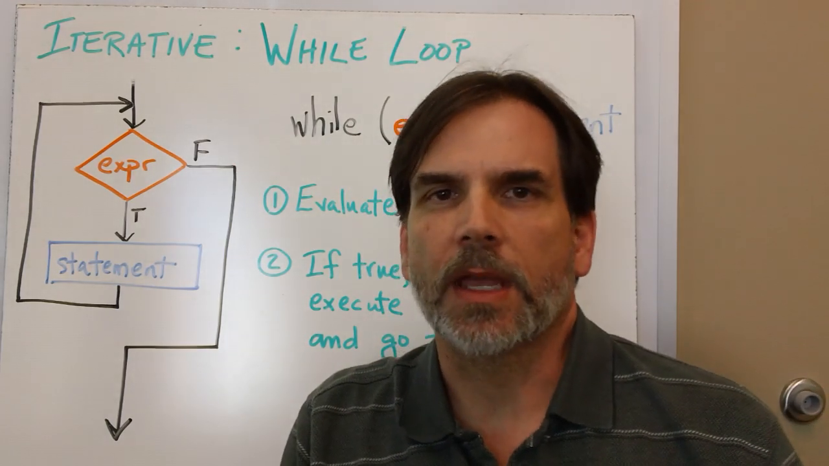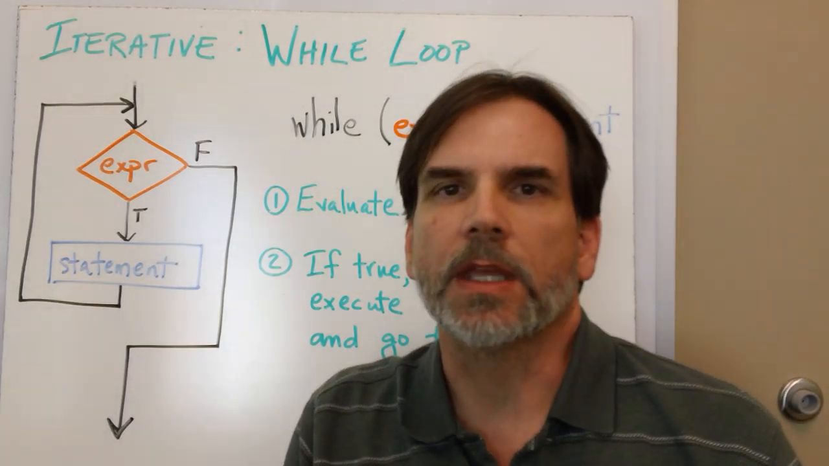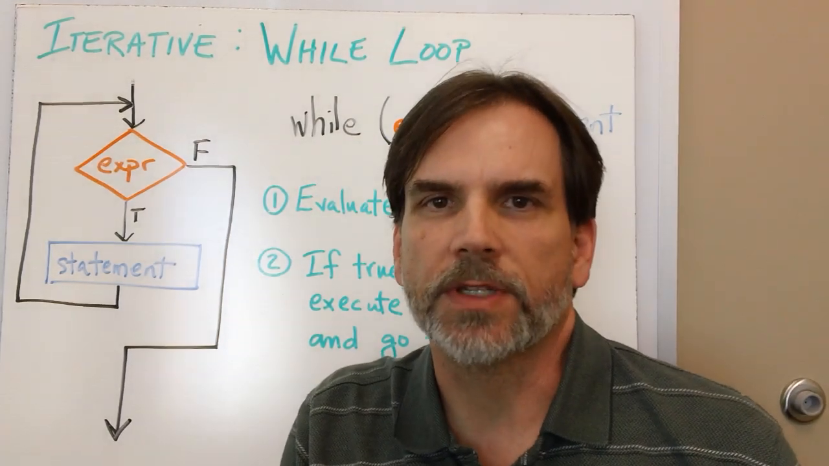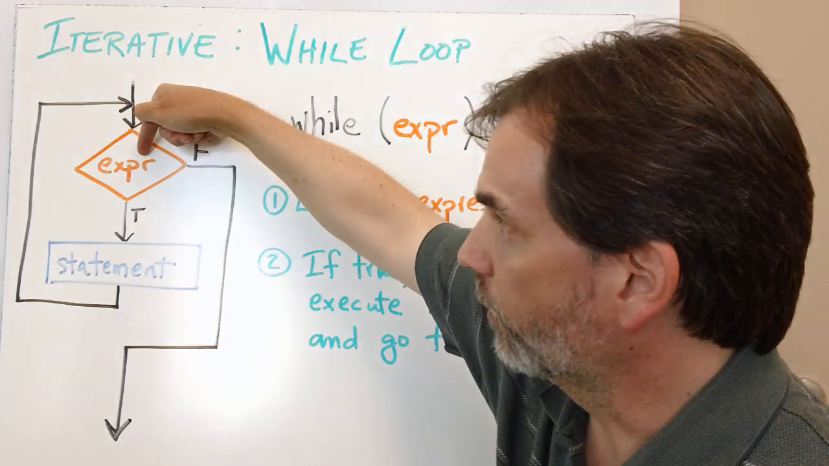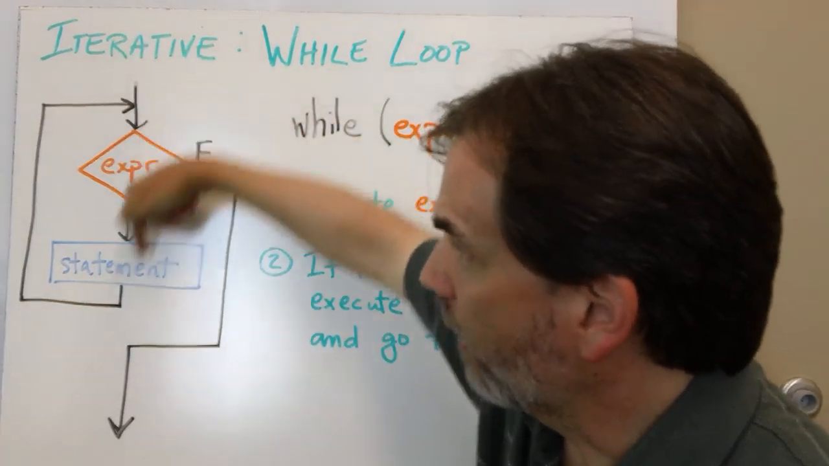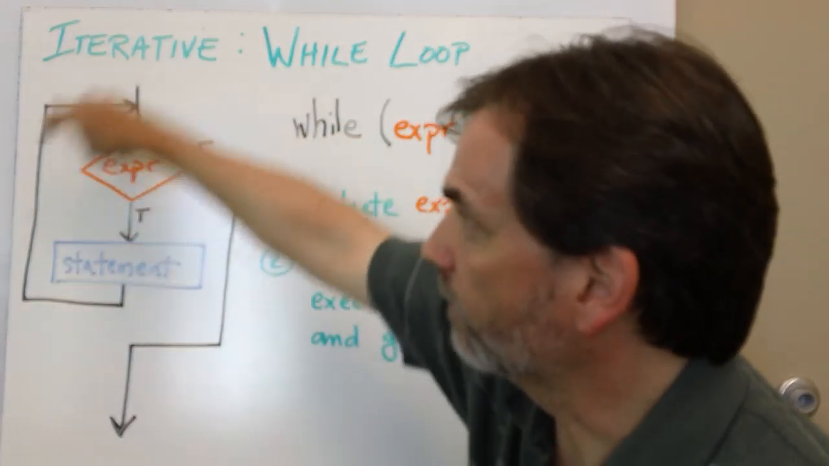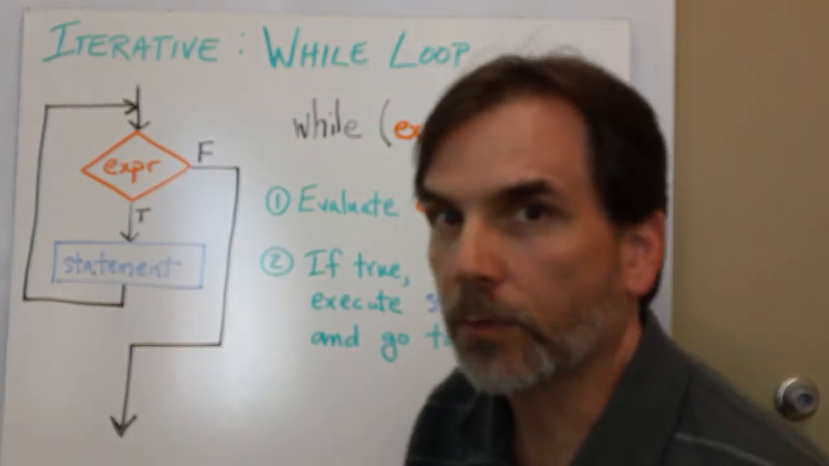Iteration is a programming construct in which we do the same thing multiple times, presumably with different values. In a flowchart, it looks like this. We enter the loop, we go around the loop some number of times, and eventually we exit the loop and go on with the rest of the program.